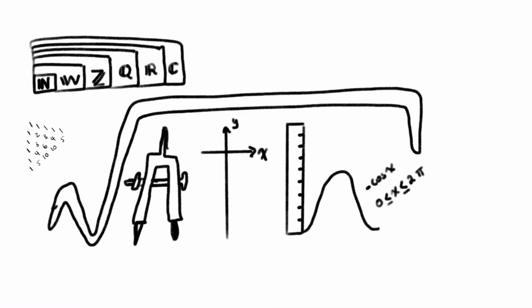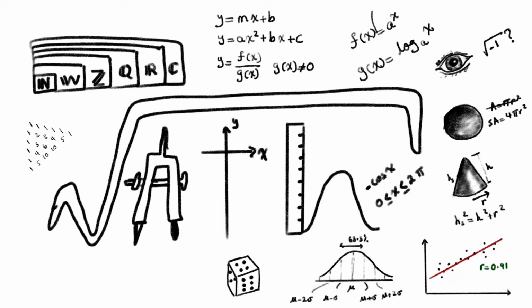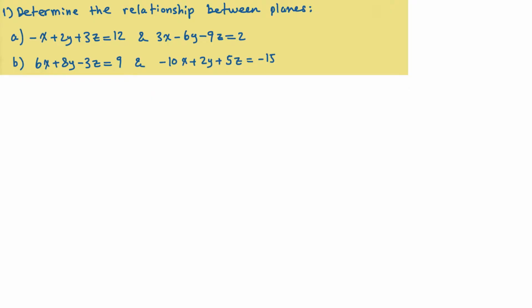Welcome to this video, which covers the full solution to the practice questions from lesson 23, which covers the intersection of two planes. In the first question here, we are to determine the relationship between the following planes, and in both parts of the question, the planes are given to us in Cartesian form. So, to figure out the relationship, we are going to use matrices.